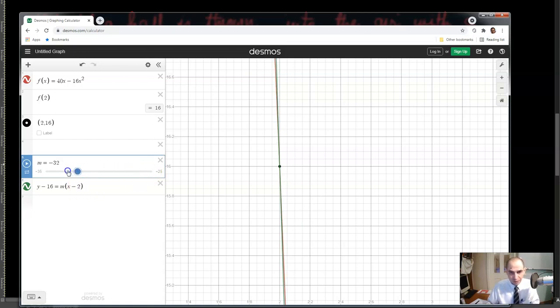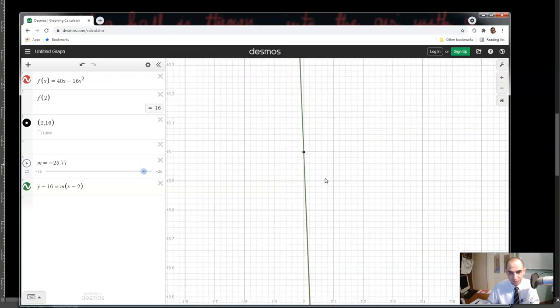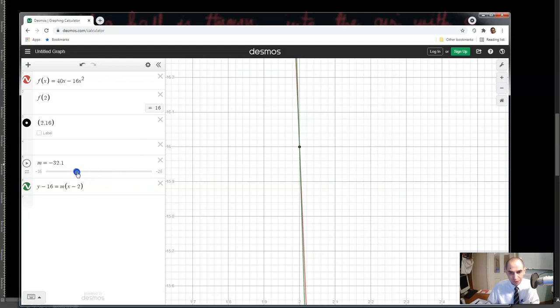And you can see that somewhere over here, this is way too much, but somewhere over here, which is at negative 25, give or take, the line becomes tangent to the graph of the function. Now, since the slope of this line is negative 25, that means that the instantaneous velocity of the ball at t equal to 2 seconds is going to be negative 25 feet per second, right?